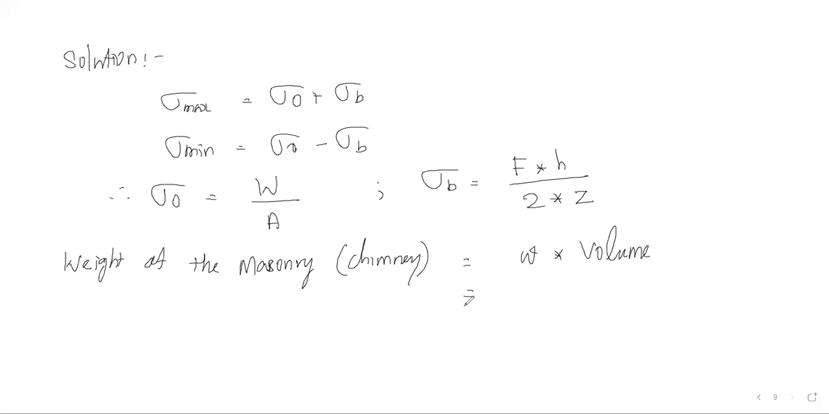So we just convey this problem. Okay, so the weight of masonry is equal to density into volume. Here the density is 22, multiplied with the volume. So volume is equal to area into height.